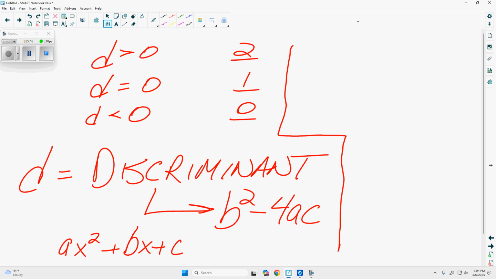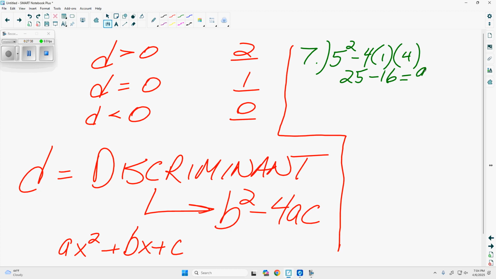Number 7. I'm going to do b squared minus 4ac. So it's going to be 5 squared minus 4, it's always a 4, and then a is 1 and c is 4. So it's going to be 25 minus 16, which equals 9. And that is definitely greater than 0. So there are 2 solutions. You get that? This is easy.